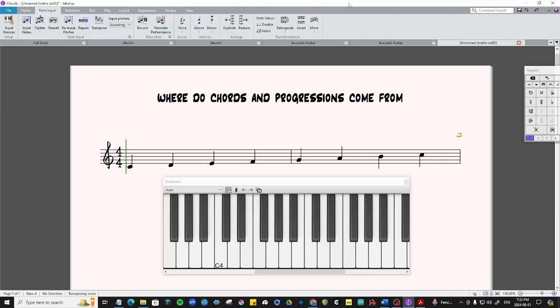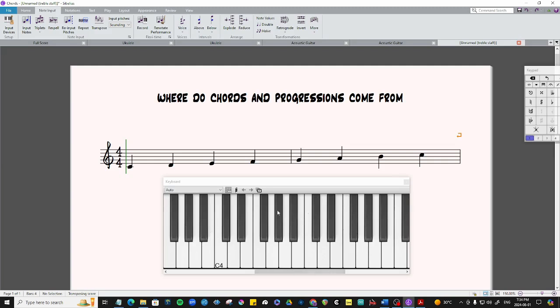Hi everybody, and welcome to my lesson on where do chords and progressions come from. The goal of this lesson is to teach you basically where chord progressions come from, and then in the next couple lessons I'm going to show you how you can play them on your guitar or uke. But for this one, I mainly want you to just watch the visual of the keyboard.